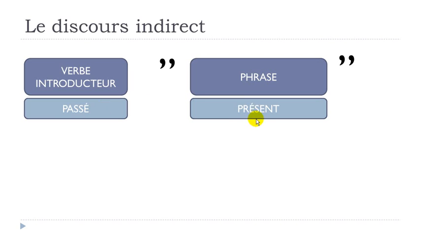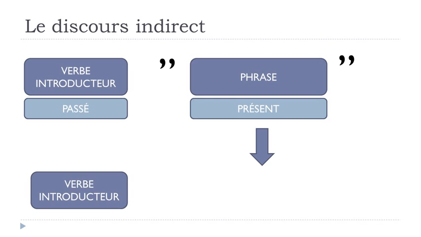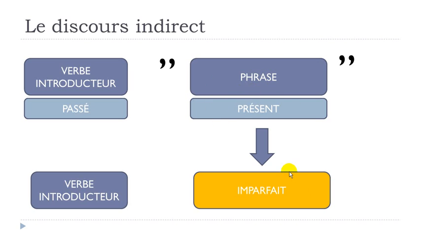Okay, so if we've got the second part here at the présent, well, this part will have to change, and the verb introducteur will stay the same, but this présent form will be at the imparfait.